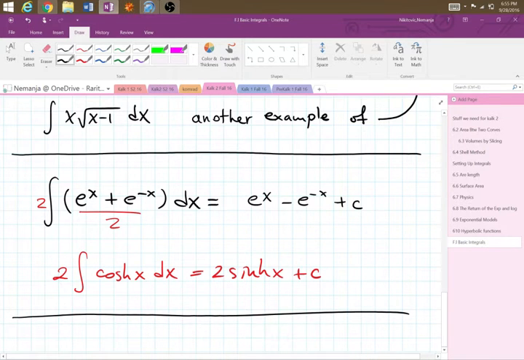Yes. Which one? The one on top or the one on bottom?